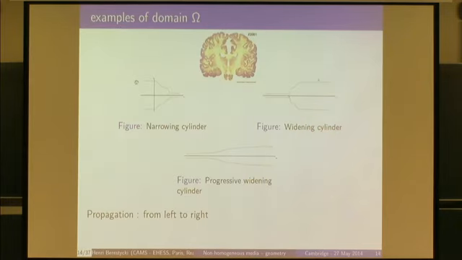So the examples of domains I want to have in mind, remember this is the human brain, right? I want to look at the propagation into the direction of a narrowing cylinder. Again, I'm always looking from left to right. So this is a narrowing cylinder. And here, again from left to right, is propagation to a widening cylinder. And I'm interested in abrupt transitions or more progressive, gradual transitions here.